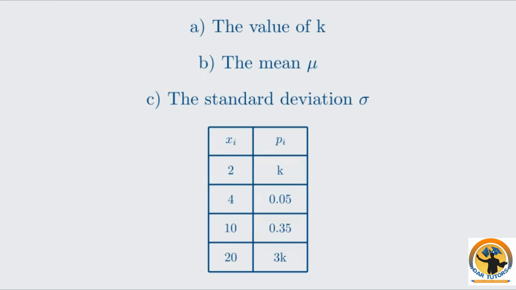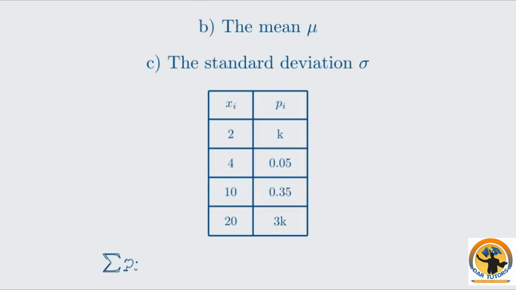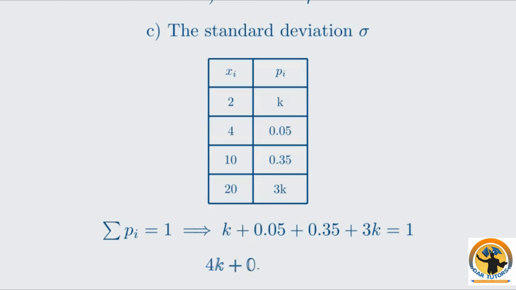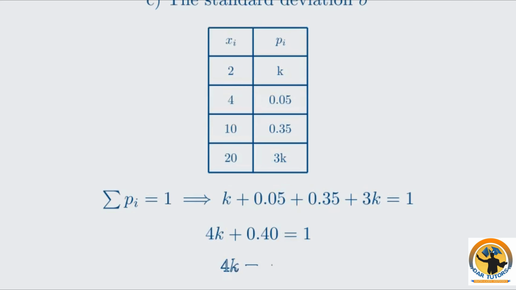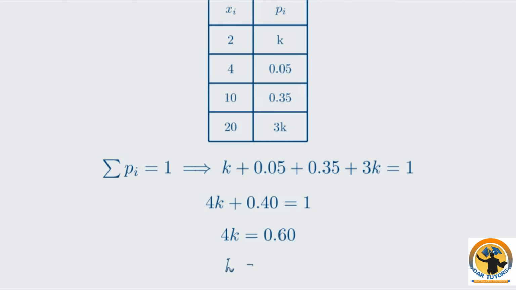The fundamental rule of probability is our starting point. The sum of all probabilities in a distribution must equal 1. So we can set up an equation by adding all the given probabilities and setting the sum equal to 1. This gives us k plus 0.05 plus 0.35 plus 3k equals 1. Combining the like terms, we get 4k plus 0.40 equals 1. Subtracting 0.40 from both sides gives 4k equals 0.60. Dividing by 4, we find that k equals 0.15. This solves part A of the problem.